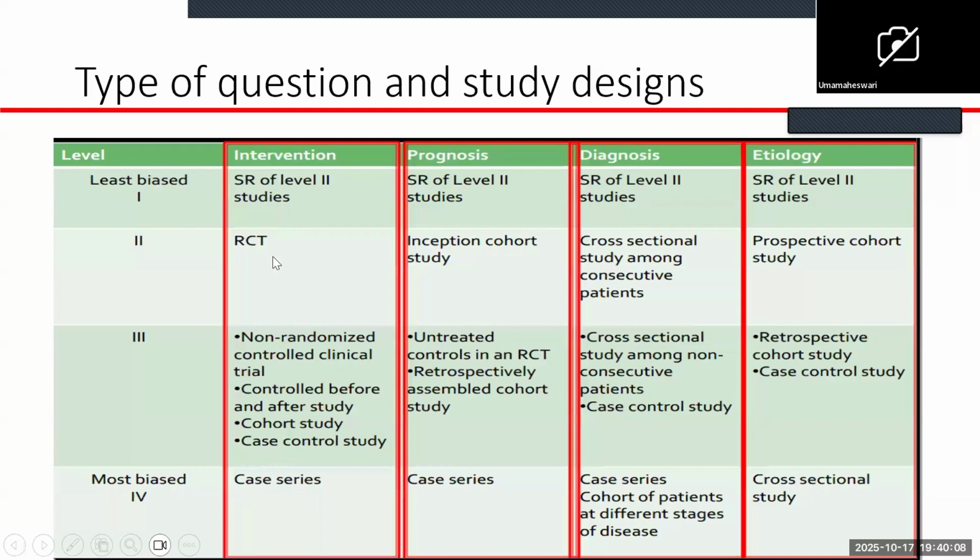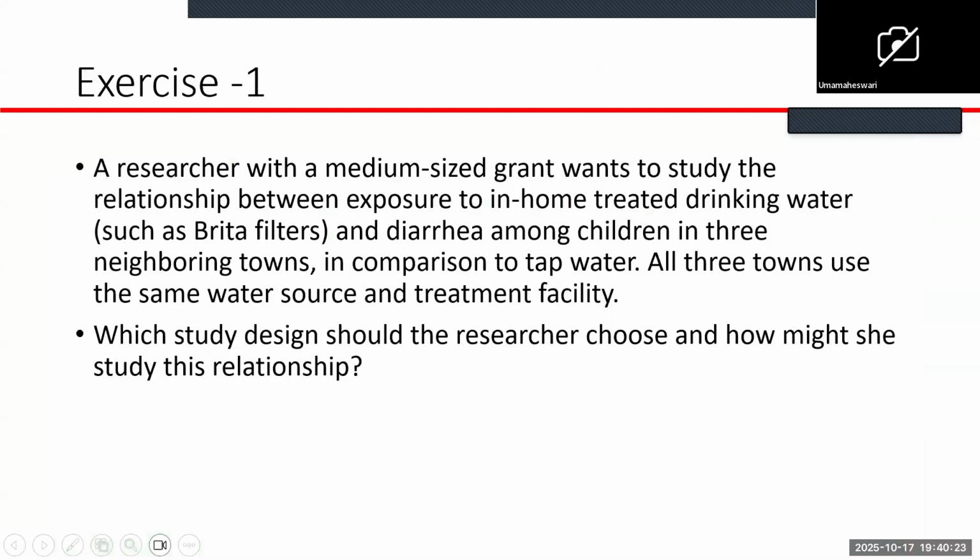If I'm going to study an intervention, it would be better if I choose an RCT. If I'm studying the prognosis, you can choose a cohort study. If you want to study the diagnosis, you can do a cross-sectional study. For etiology, you can do a cohort study. This PPT will be with you, so you can share it and keep it. Somebody can attempt this.